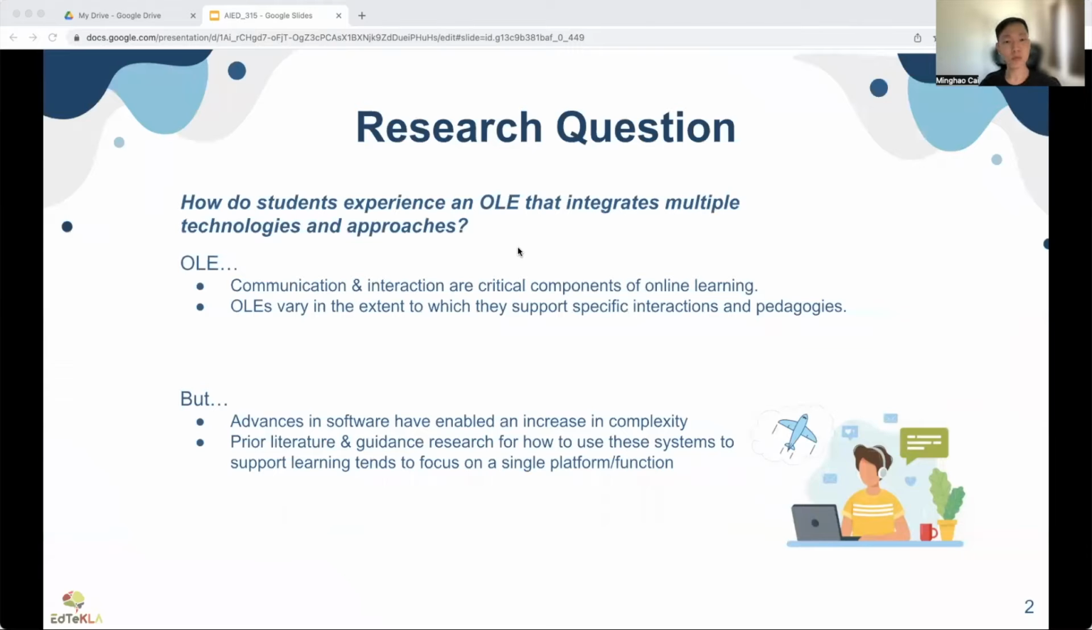We know communication and interactions are two critical components of online learning, and online learning systems vary in the extent to which they support a specific interaction or pedagogy. Recently, advances in software and interaction technology have enabled an increase in the complexity of online learning system design. However, prior research on how to use these designs to support learning mostly focuses on a single platform or a system with limited functions. So our research question is: how do students experience a complex online learning environment that integrates multiple technologies and approaches?